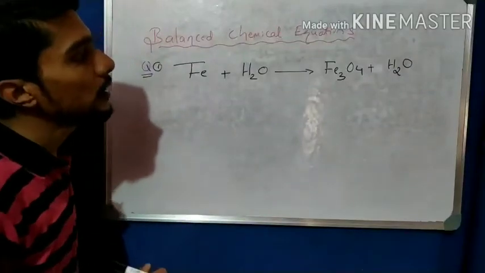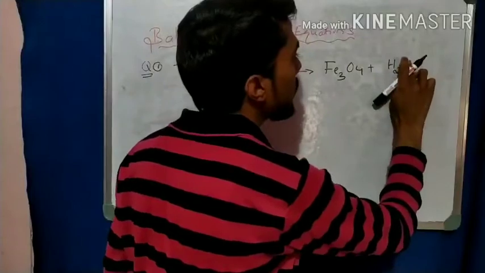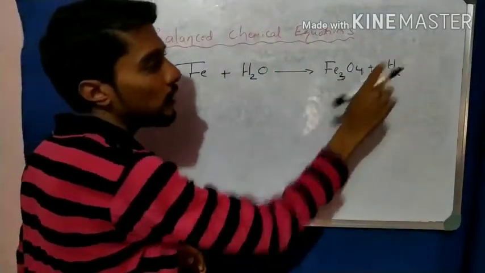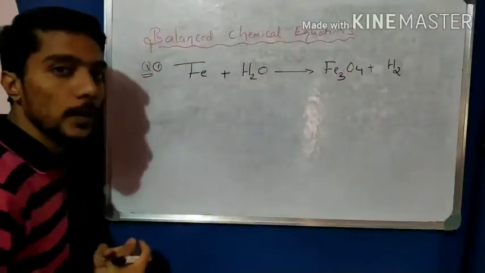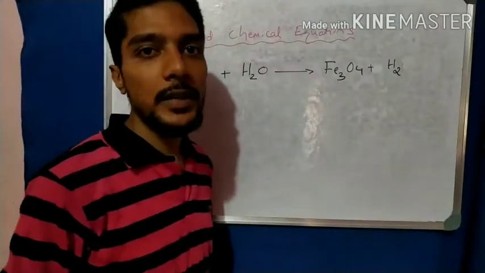So that is H2 only, not H2O, H2 only. Now H2O, only H2. So here oxygen is 4, here oxygen is 4, here oxygen is 1. So it is not balanced. So we have to balance. So what is the method to balance the chemical equation?